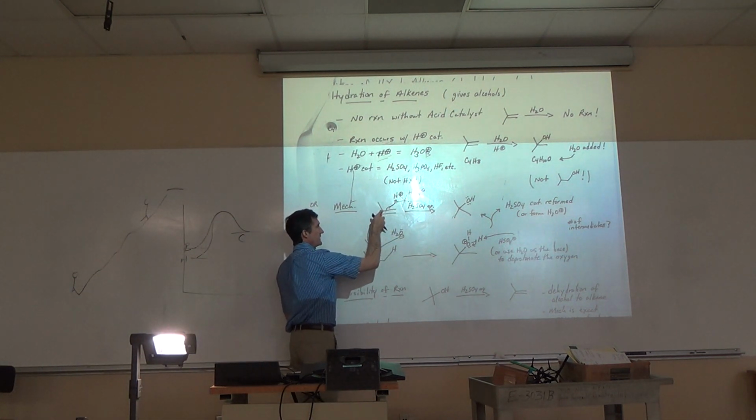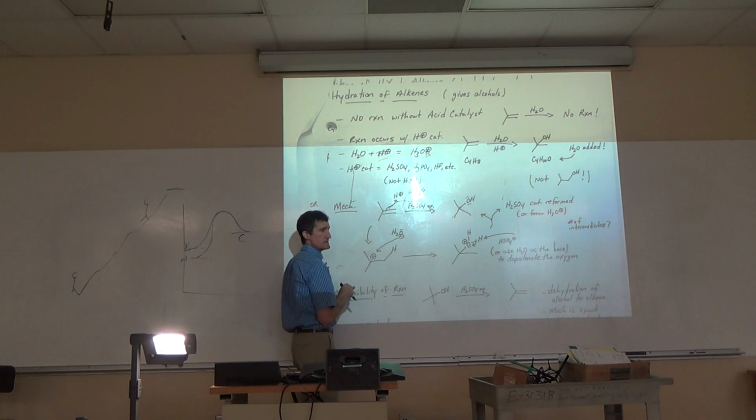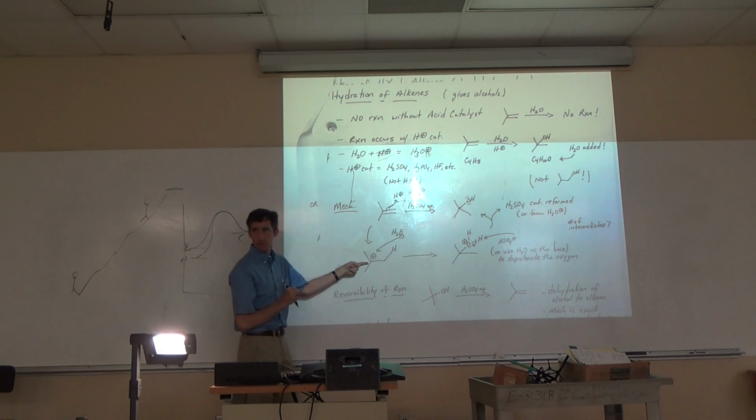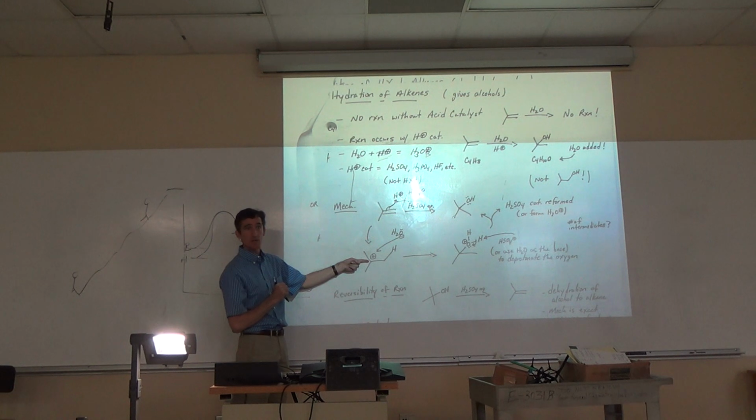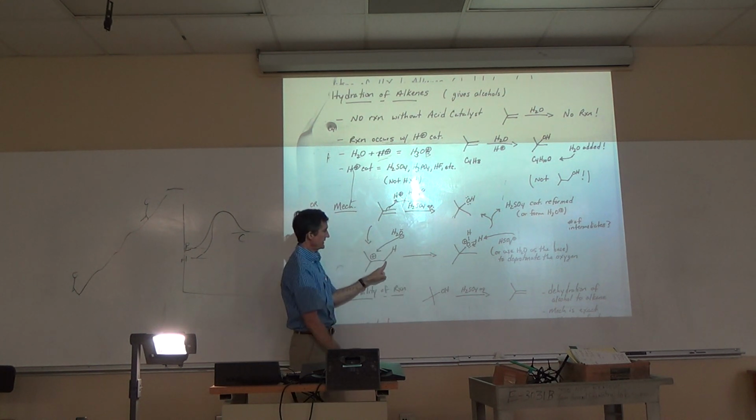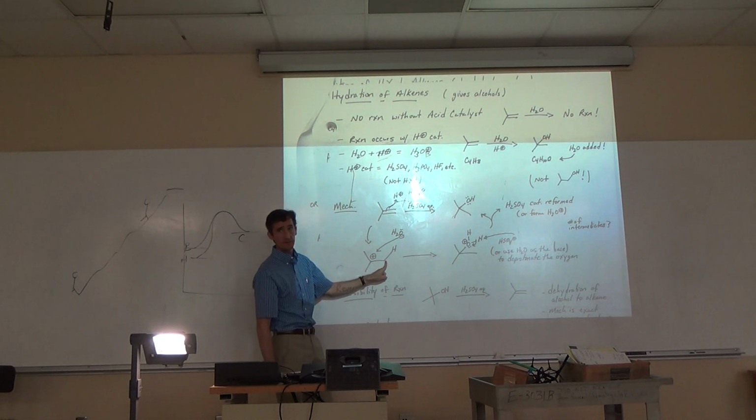Where do we want to leave the cation? Left or right? On the left. Right. On the left. Correct. Why on the left? Tertiary. If we had done it the other way and left the cation over here, it would have been primary. Bad. Tertiary, better.